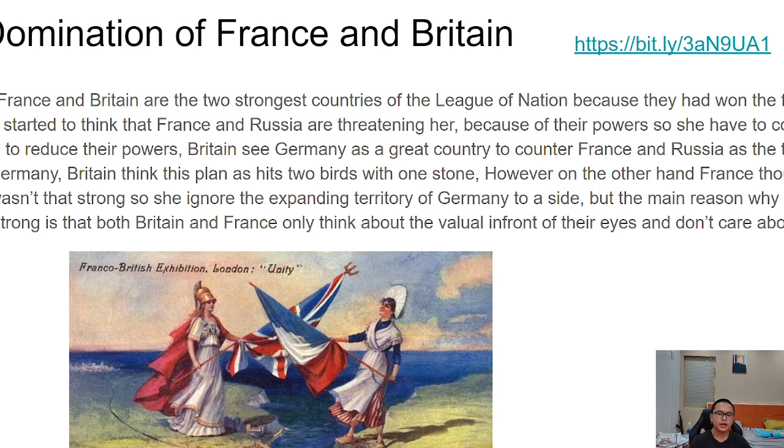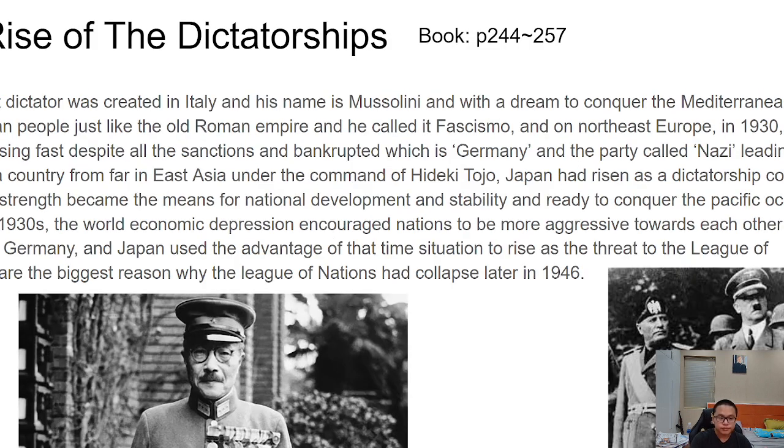However, on the other hand, France thought that Germany wasn't that strong, so she ignored the expanding territory of Germany. But the main reason why the Nazis grew so strong is that Britain and France only thought about the value in front of their eyes and didn't care about the cost later on.